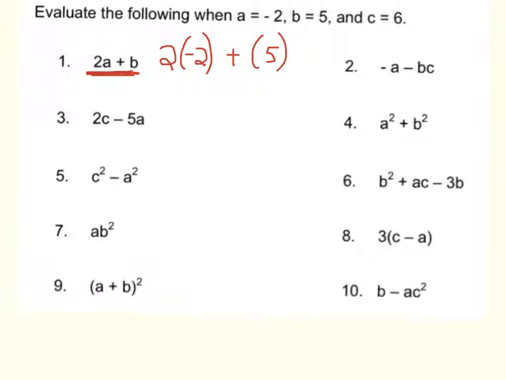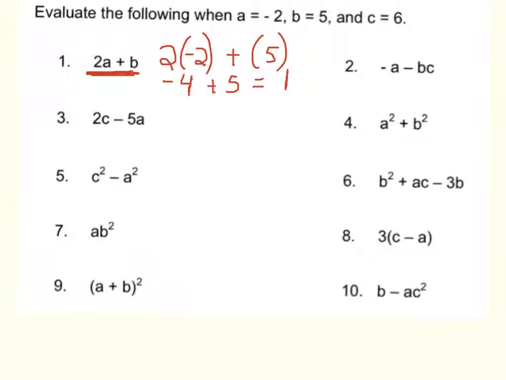Now I'm going to follow order of operations. I multiply first, so this would be 2 times a negative 2 is negative 4, plus a positive 5. Remember, you subtract and take the sign of the bigger number. So 5 minus 4 is 1, and 5 is positive, so that is 1.